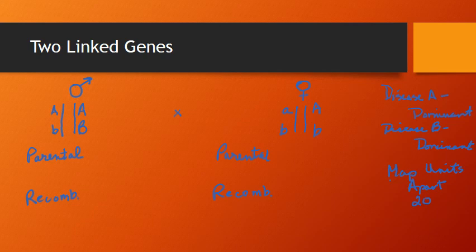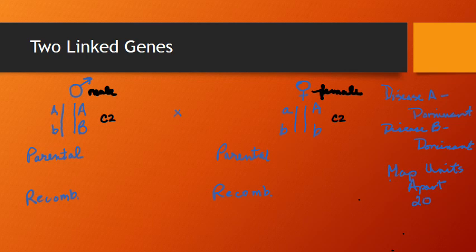So here we have our male, here we have our female, and we can see their genotypes. Remember, there are two chromosomes. Let's call this chromosome 2. So on chromosome 2, we have these genotypes in our male and our female.